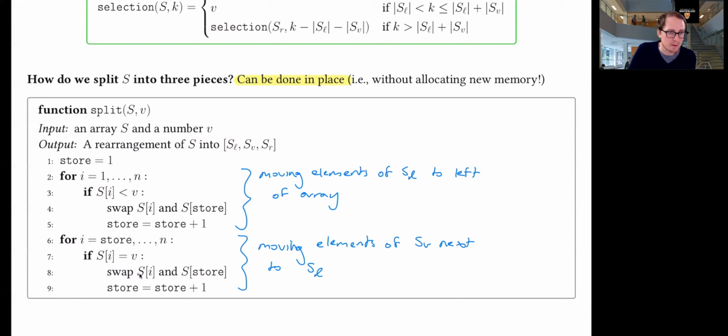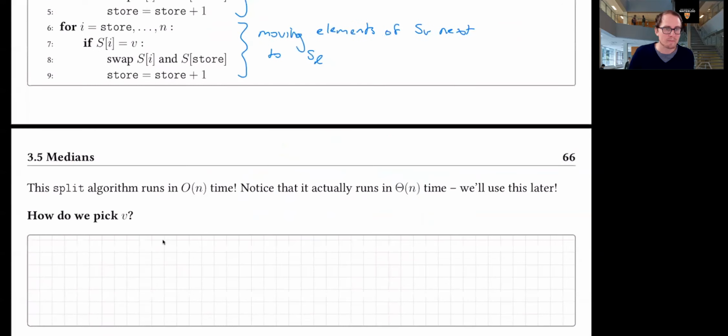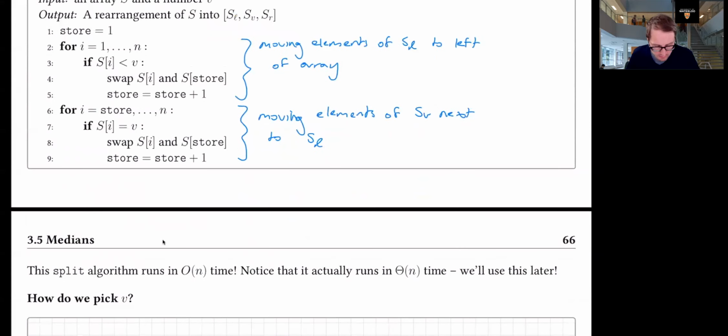So in this, you notice here, we only check the elements starting at store up to N, because we know from 1 up to store, those are all the elements in S left. So in doing this, we've rearranged the array. And you can notice that this algorithm runs in big O of N time. I think that's fairly obvious, because it's just a loop through the whole array. And then inside this if, we do a swap. That's an order 1 operation. We increment a variable. So this is constant time inside the for loop. So this is big O of N for the first for loop.